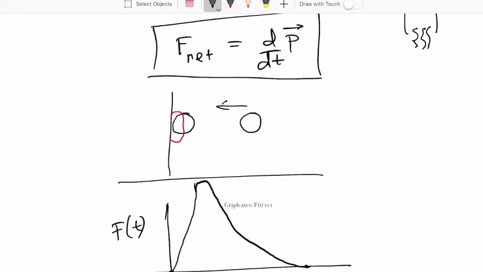And the time interval over which the force acted, let's just call that delta t. This is our time axis, and we'll call this time interval delta t. This is very, very small. We are talking about a tennis ball bouncing off of a wall, so the ball only remains in contact with the wall for maybe a few milliseconds or something like that.